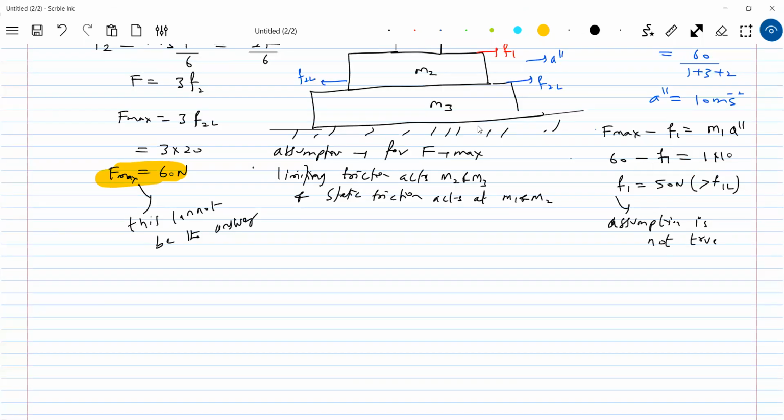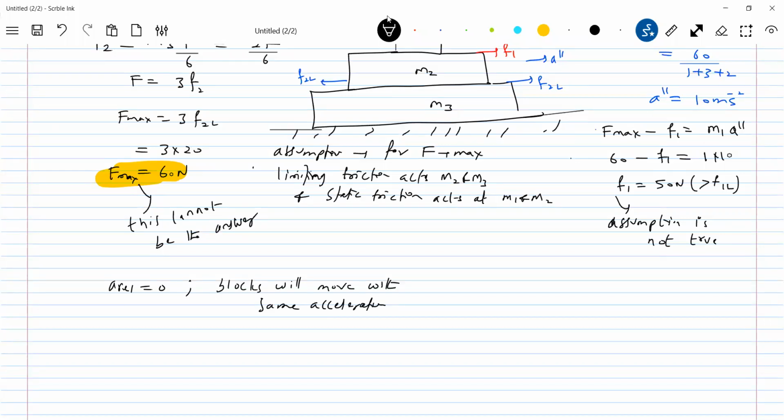Sir, if it is static, then static friction will adjust itself when we apply a force, right? Please listen to me. Analyze, then you can talk. If A relative is 0, blocks will move with the same acceleration. Static friction acts. I think yesterday this is what I tried my level best to impart, no?